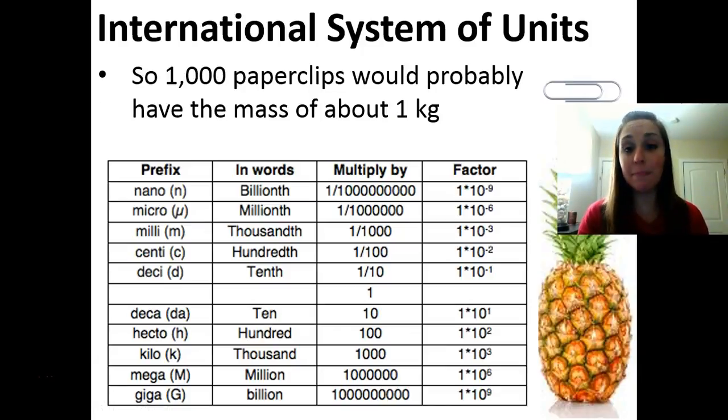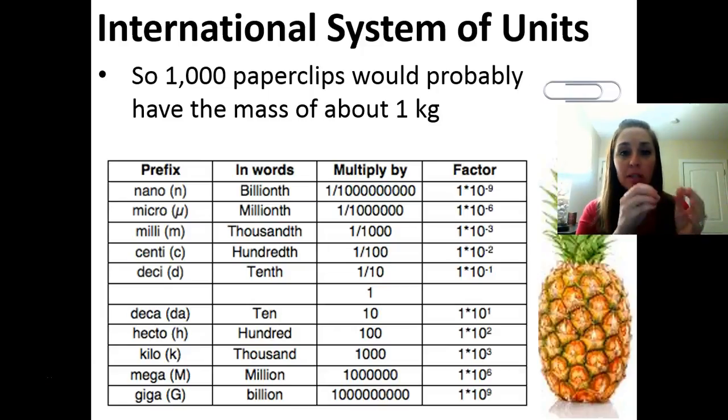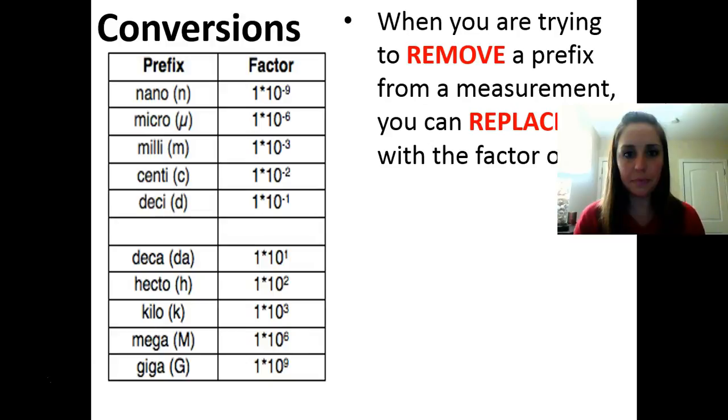So 1,000 paper clips would be the mass of about 1 kilogram. So for example, if I had 2 scales and I put 1,000 paper clips on one scale and I put a pineapple on the other scale, they would be the same. They would have the same value of mass because 1,000 grams or 1,000 paper clips is going to be the same as 1 kilogram or 1 pineapple.